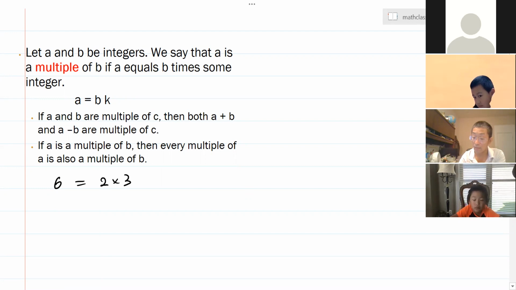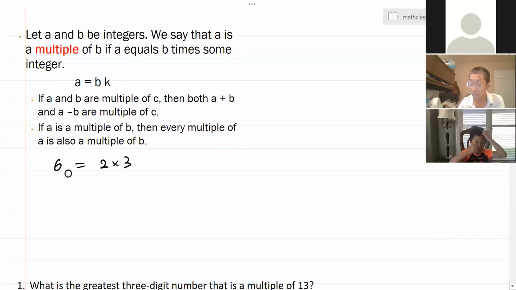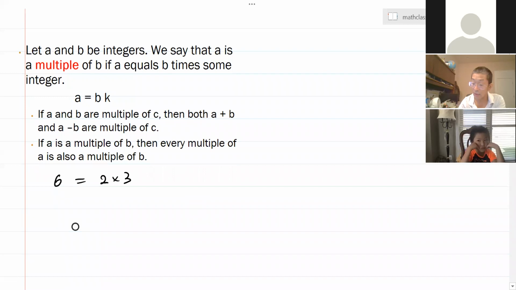The second one says that if A is a multiple of B, then every multiple of A is a multiple of B. How do we understand that? Let me explain the second one. If A is a multiple of B, so A is B times K, then every multiple of A means you multiply by another number, so it's B times K times L. So that is also a multiple of B because you have B times another factor. So this is a little bit abstract.